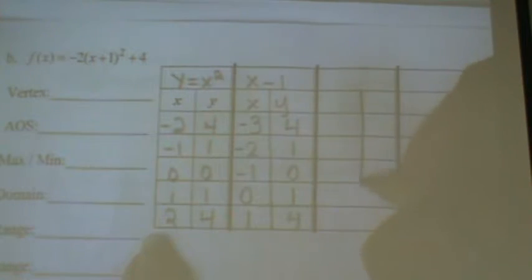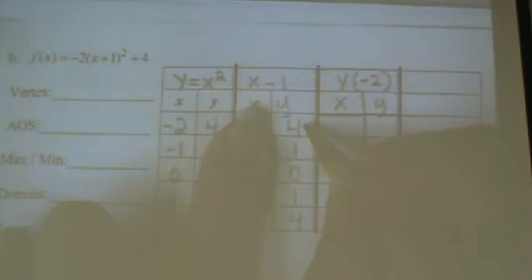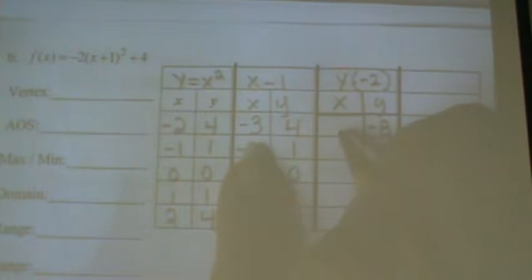Next one. Go to your c value, I'm sorry. X and y. What does this tell you to do? Multiply the y values by negative 2. So I write myself a little note there. I'm going to take my y values and multiply them by negative 2. What do you get? Keep the x's the same.